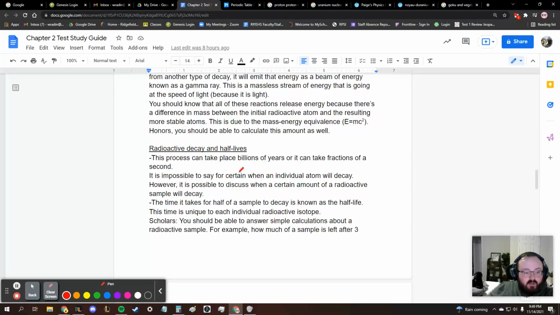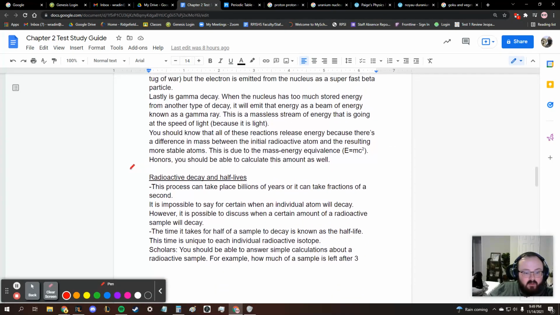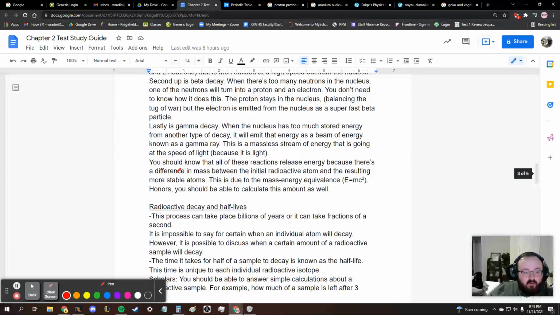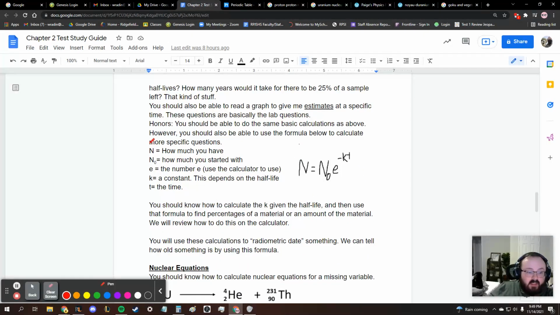All right, going to this thing here. Honors, calculate this amount. That's the same thing. You go to a nuclear equation. You will take the mass on the left, subtract the mass on the right. Whatever the mass difference is, you're going to do that same thing. You're going to convert that from mass to energy. So same thing, just different calculation. And there's an example of that in the practice problems, which I'll go through.